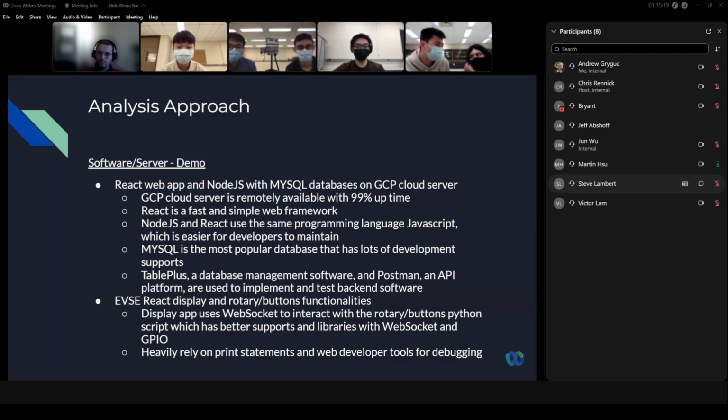We also use TablePlus, a database management software, and Postman, an API platform, to implement and test our backend to make sure our API works correctly. On the EVSE side, we use React to develop our web display for the same reason. We use a Python script for GPIO of the buttons and WebSocket because they have better supported libraries. The communication between the web app and Python scripts is handled by WebSocket, so we can have real-time interactions between the buttons and the web app. We also heavily rely on print statements and browser development tools for development and debugging.